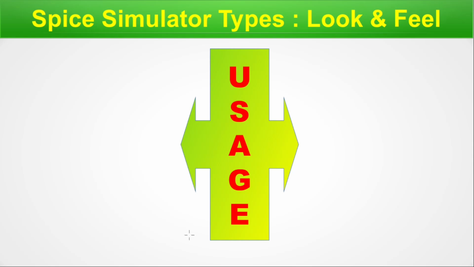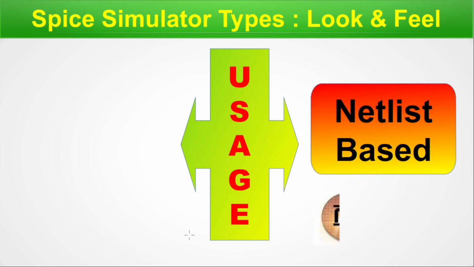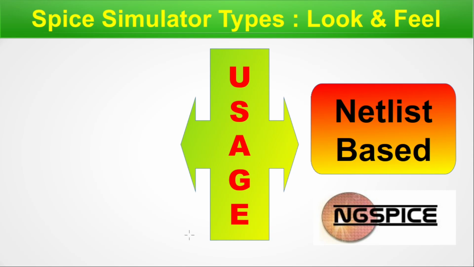SPICE simulator types, look and feel. Based on the usage of the SPICE tool, there are two broad categories of the SPICE simulator. Basically, these are two different user usage perspectives. The first one is the netlist based, where we have to write a particular SPICE netlist in text form and simulate it using the particular binary. Like we have used NGSPICE in the first couple of episodes of this series as examples, as I have shown.